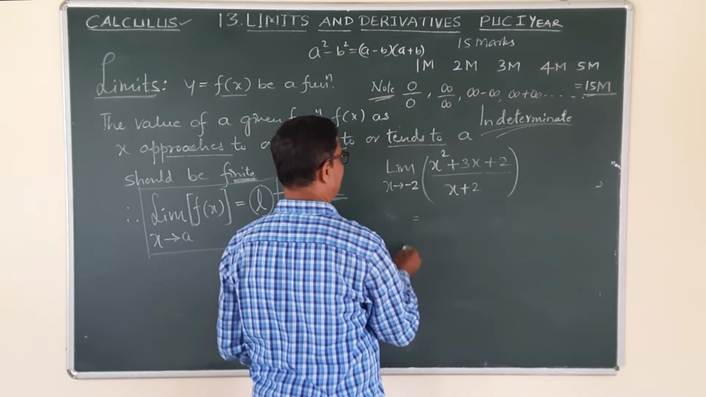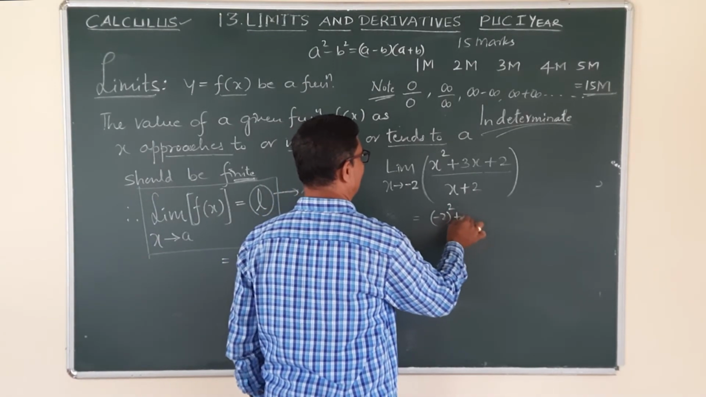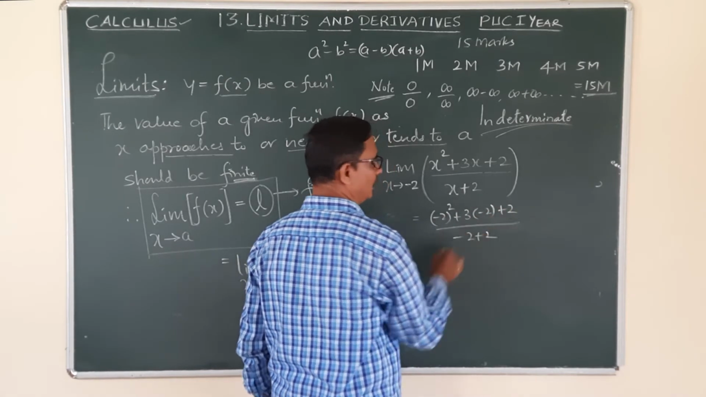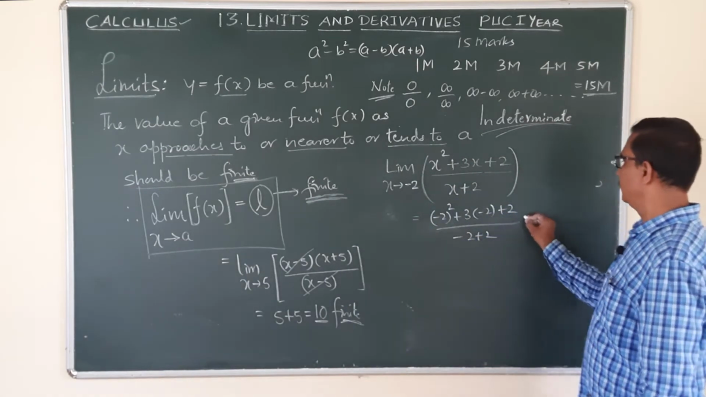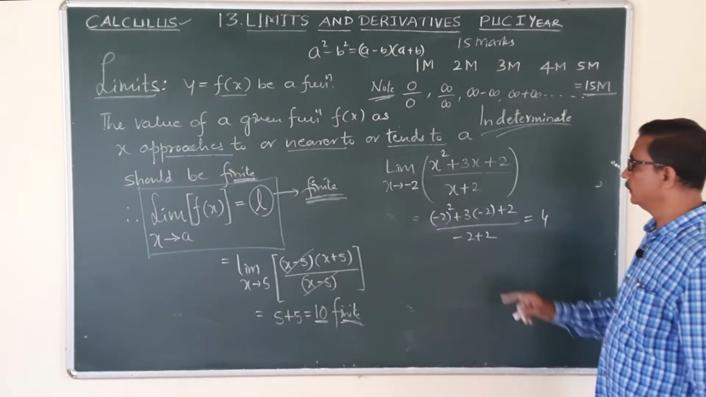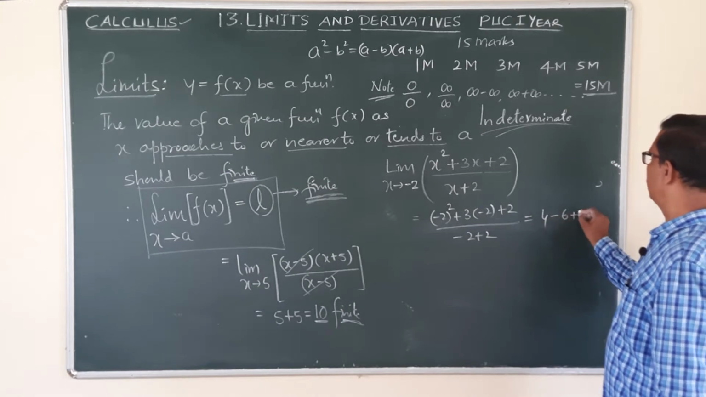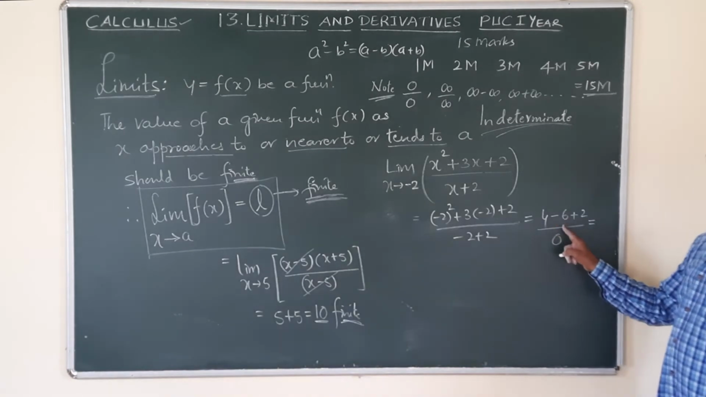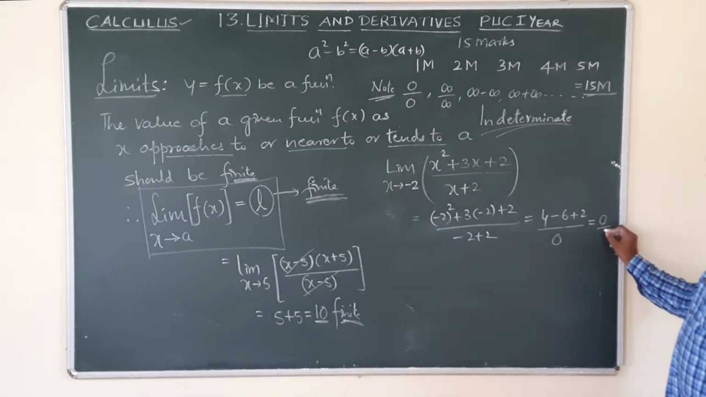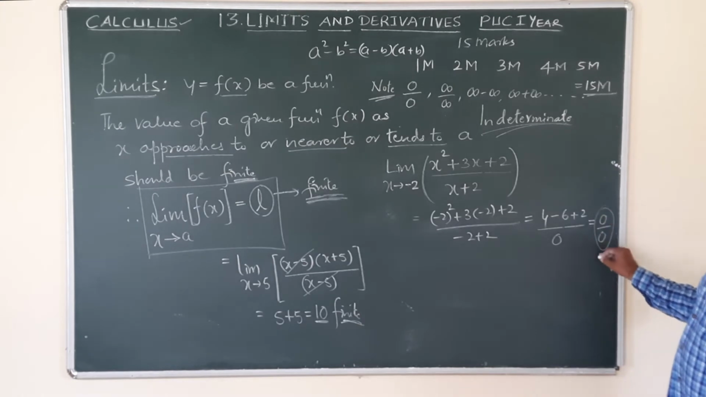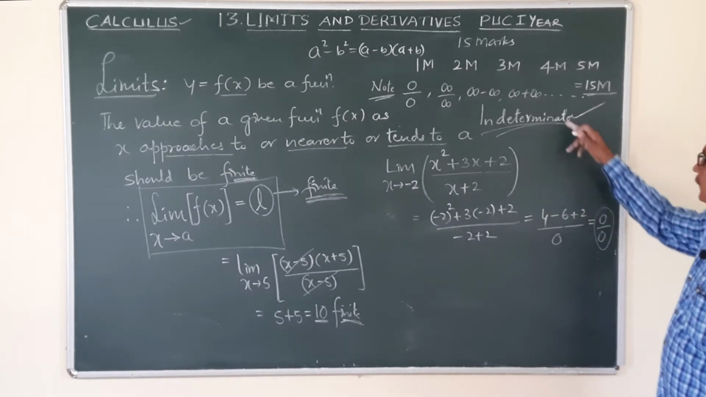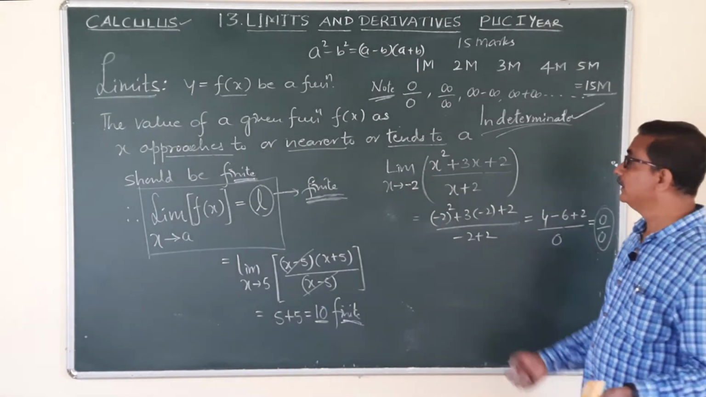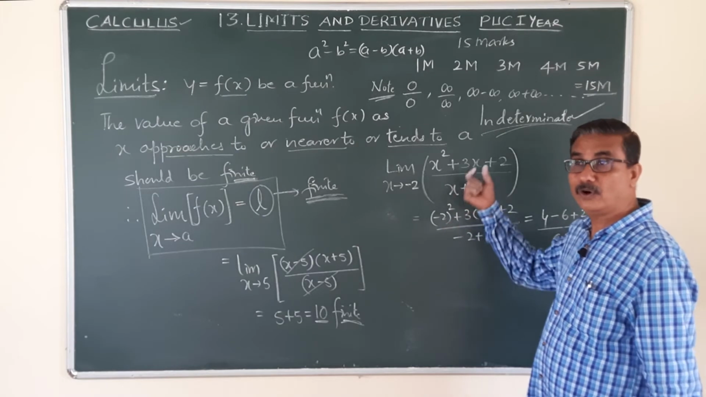Substitute minus 2 here: minus 2 power 2 plus 3 into minus 2 plus 2, divided by minus 2 plus 2. Then simplify. Minus 2 to the power of 2 is 4, plus 3 into minus 2 is minus 6, plus 2, divided by minus 2 plus 2, which is 0. 4 minus 6 plus 2 is 0. So 0 by 0. It is not a finite value. It is indeterminate. So what can you do? Simplify the given function. Go on simplifying.